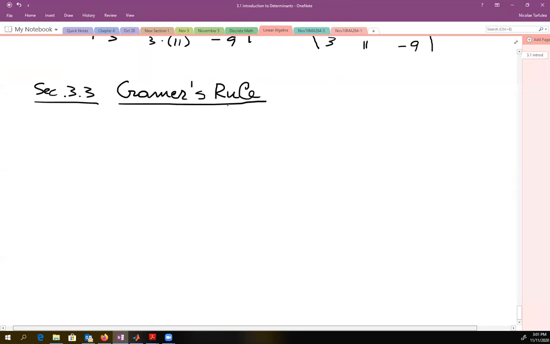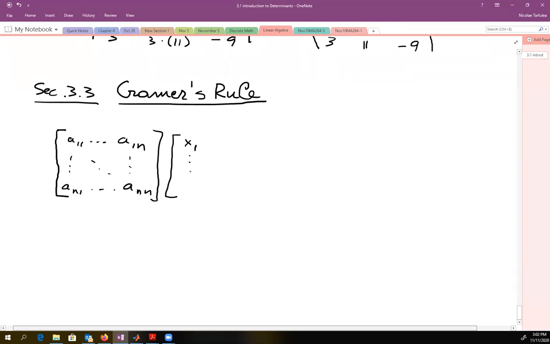So Cramer's rule is designed for solving systems of this form. A matrix A. So let me write it like this: A11, A1n, An1, Ann, times a vector x, x1, xn, equals vector b, whose components are here.